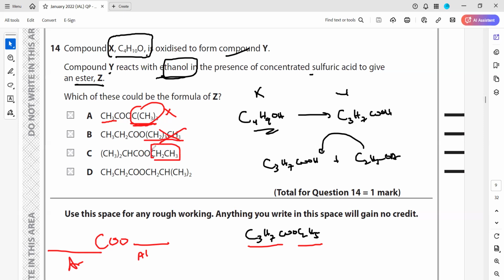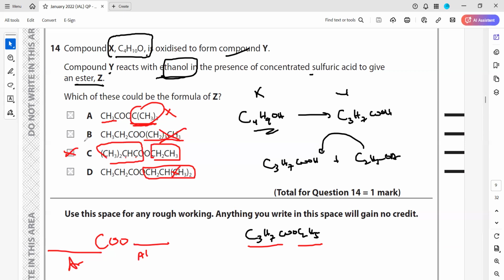So this is from ethanol. And 1, 2, 3, 4, so this is from the acid. And this is also wrong because it is coming 4 carbon. So this is not correct. So C is the right answer, that ethanol reacts with this acid to form it.